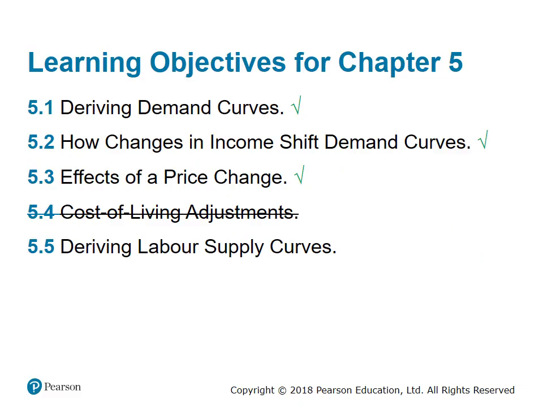So far in Chapter 5, you have considered how the model of utility maximization, subject to the consumer's budget constraint, can be used to derive individual demand curves, how changes in income shift demand curves, and also the substitution effect and the income effect of a price change on the quantity of a good demanded.